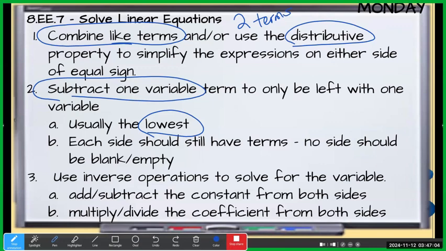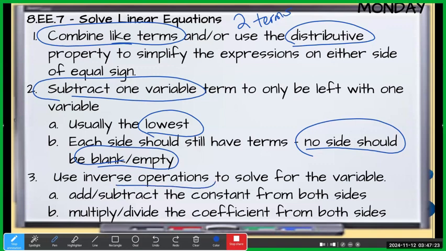What's the next piece tell us? Each side should still have terms. No side should be blank or empty. So common sense says if that's the only thing on that side, I cannot get rid of it. I'm going to have to move something from the other side. It cannot be left empty. And then the third step tells us to use what?